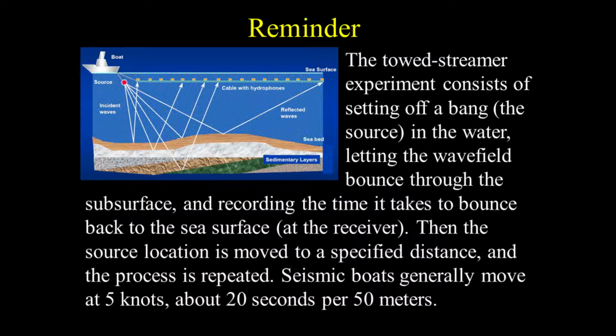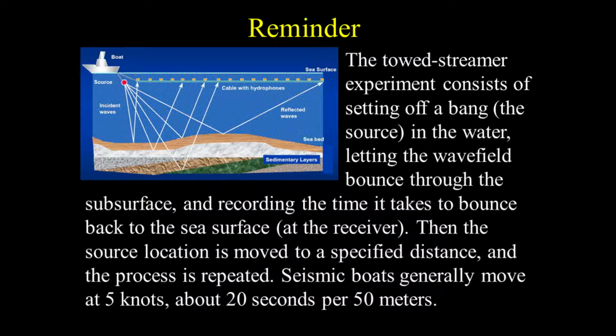Seismic boats generally move at 5 knots, which is about 20 seconds per 50 meters. Many receivers are used to record returning signals from each source location. Each receiver recording is called a trace, and the group of traces corresponding to the same seismic source is known as a shot gather. So a shot gather is a side-by-side display of seismic traces which have the same shot point coordinates. Let's repeat this due to its importance.